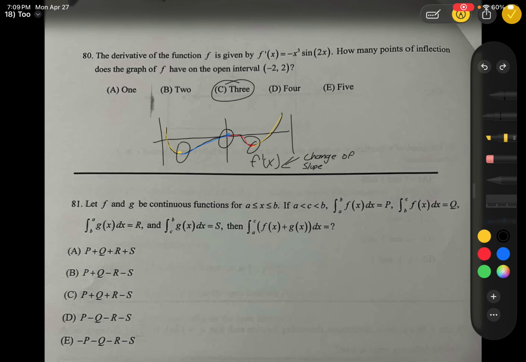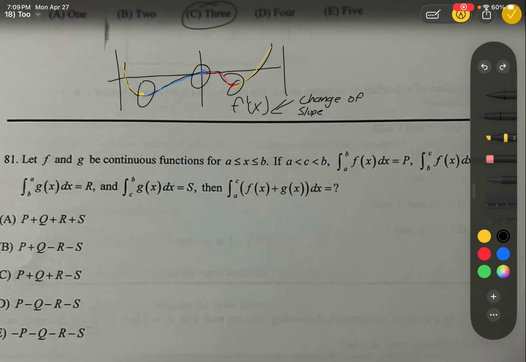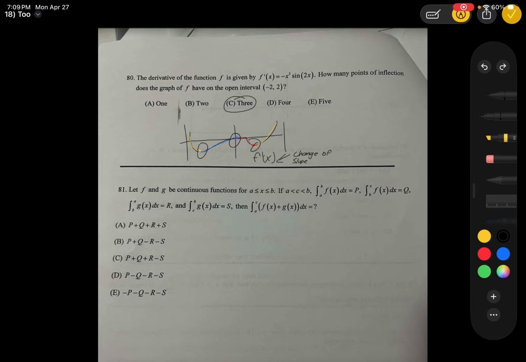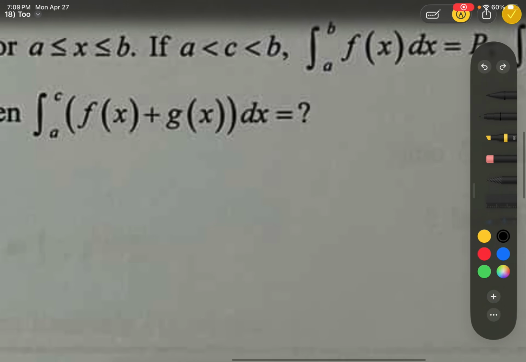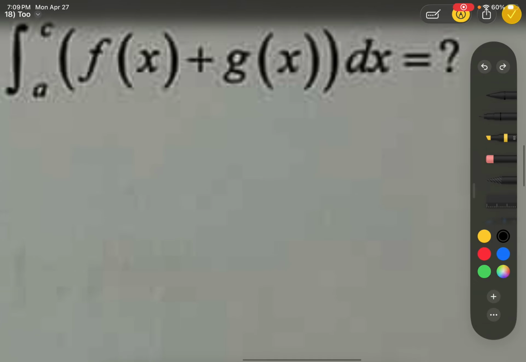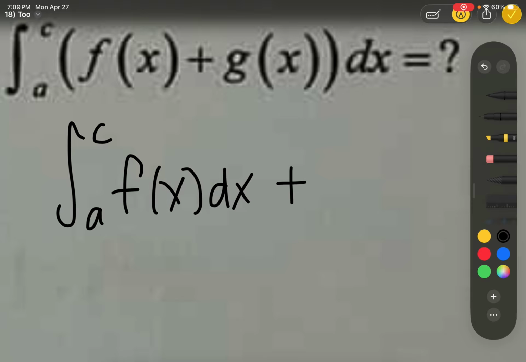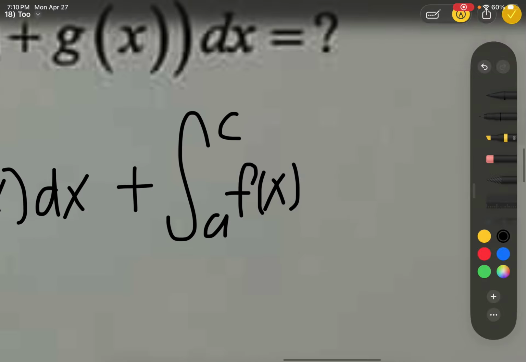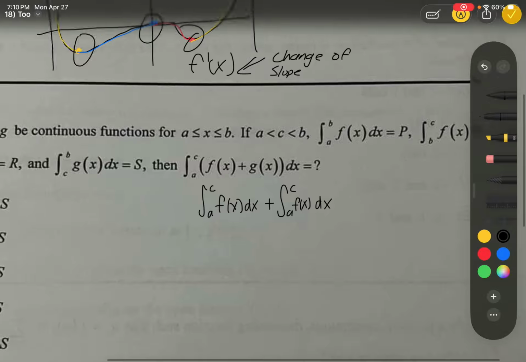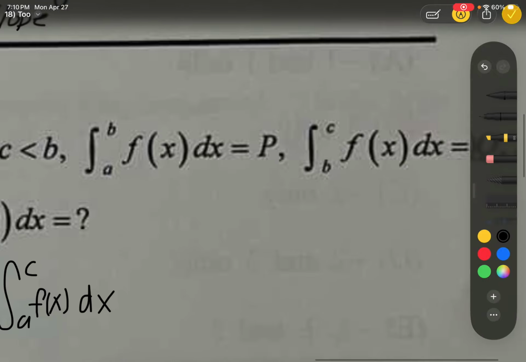Let f and g be continuous from a to b. If a is less than c, which is less than b, the integral from a to b of f of x is P, and so on. So let's try to find the integral from a to c of f of x plus the integral from a to c of g of x. So let's split this into 2 integrals. All right. So a to c is going to be f of x dx. And let's use the info given here.